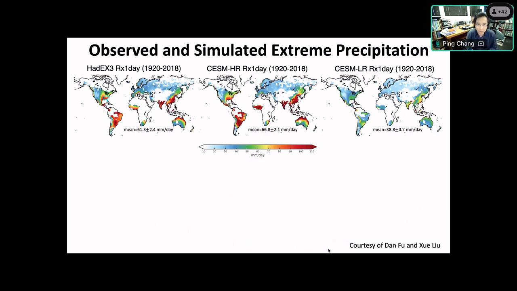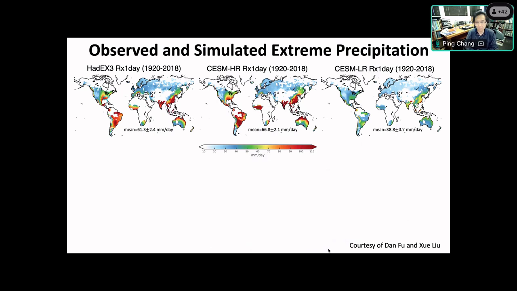So you can see that the high resolution model is doing much better in terms of capturing the amplitude and the intensity of the extreme precipitation. And if you take the global mean value, which you can see as the number below each figure, you can see the high resolution model actually gets a lot closer to the observations than the low resolution model.